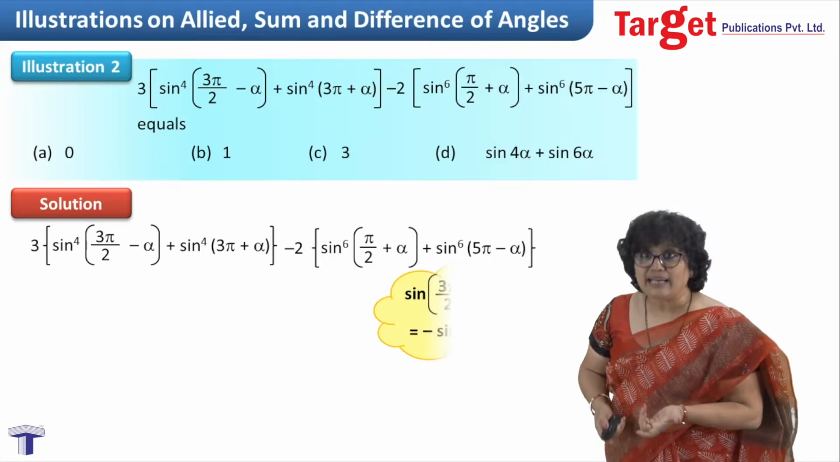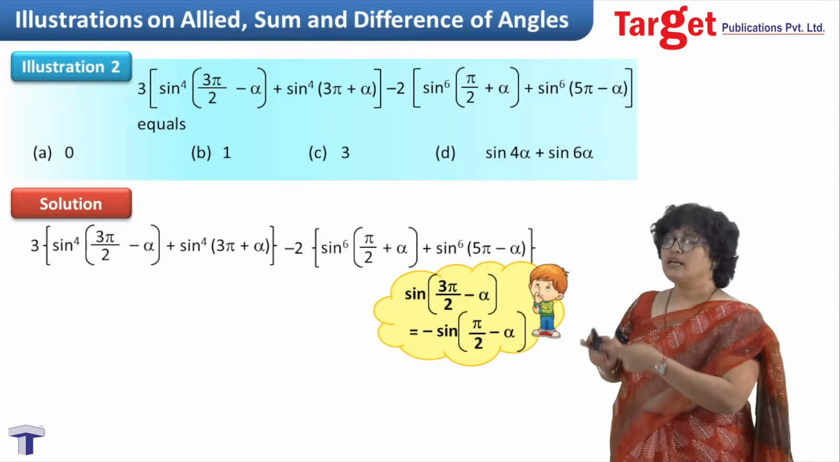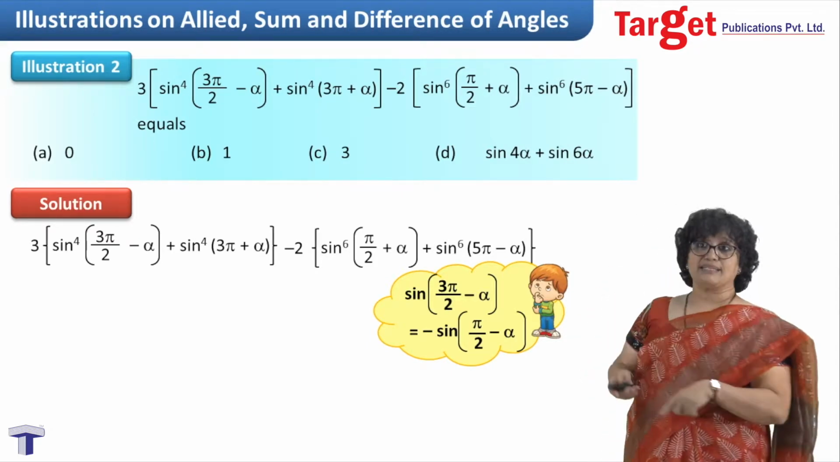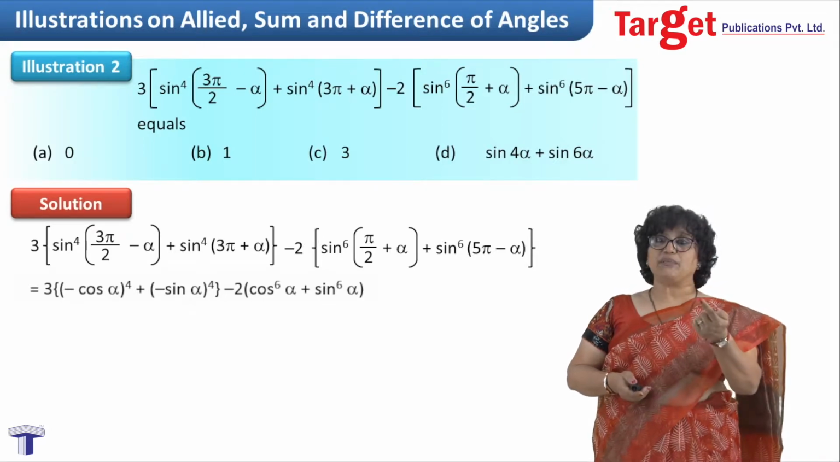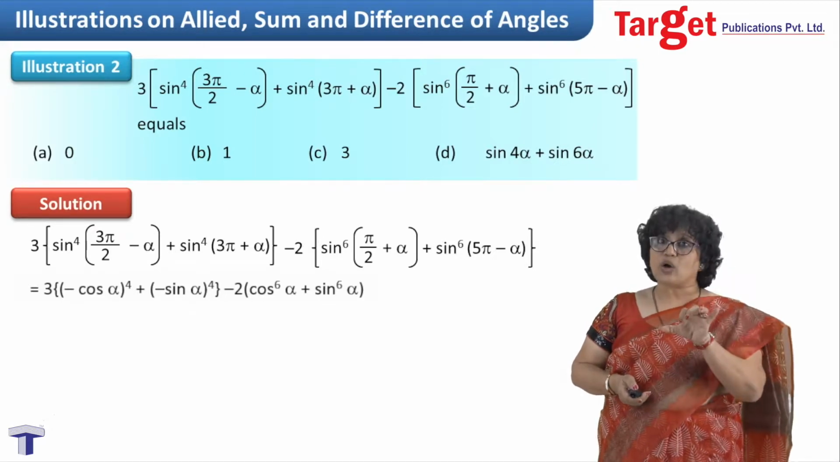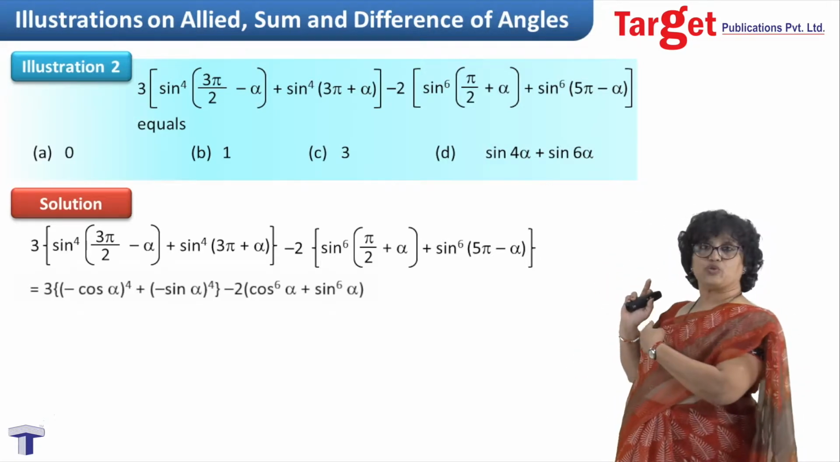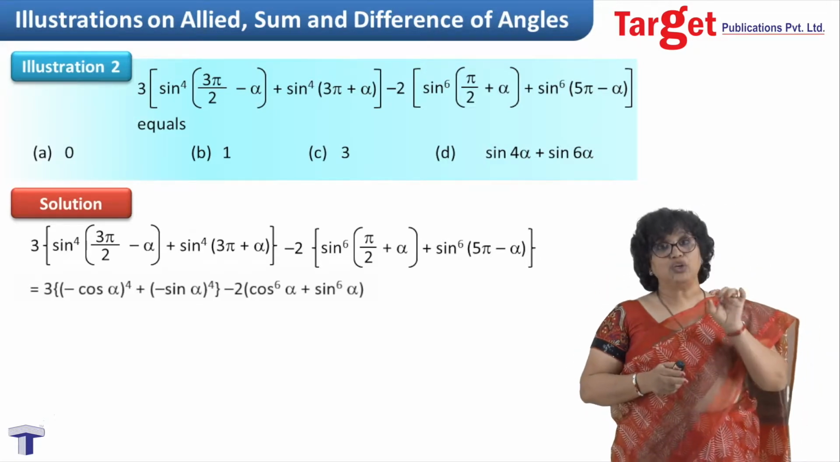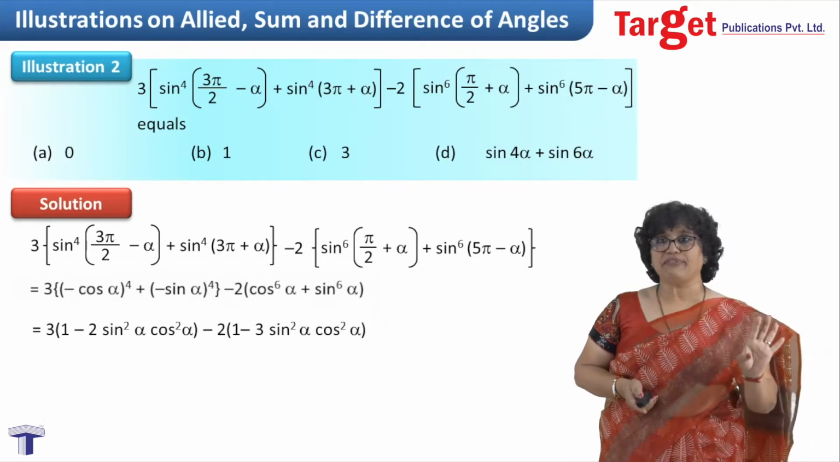So I rewrite this expression using sine(3π/2 − α) as minus sine(π/2 − α). Expressing that, the given expression becomes 3 times (−cos α) raised to 4 plus (−sin α) raised to 4, minus 2 times (cos⁶ α + sin⁶ α). And now you have to simplify this.